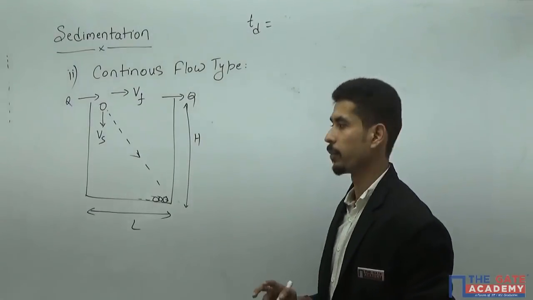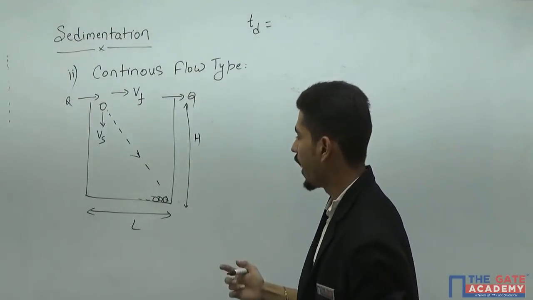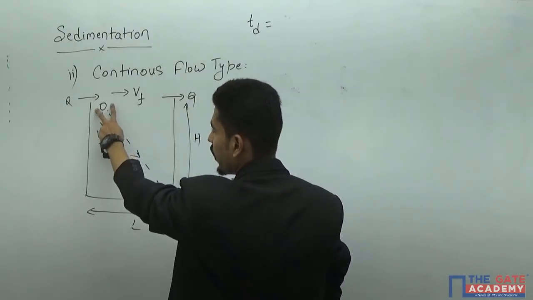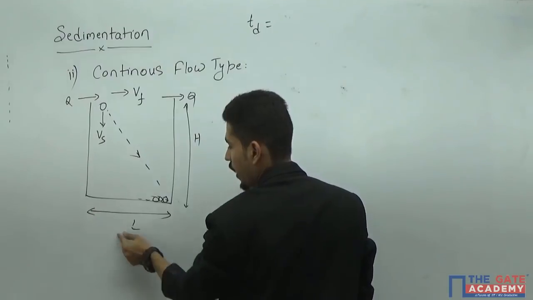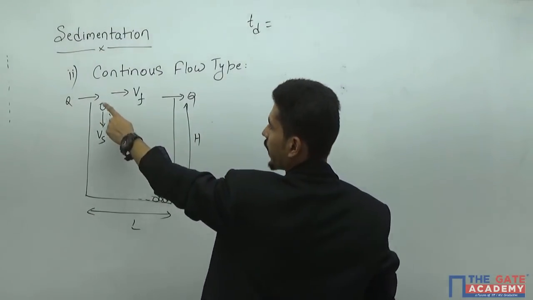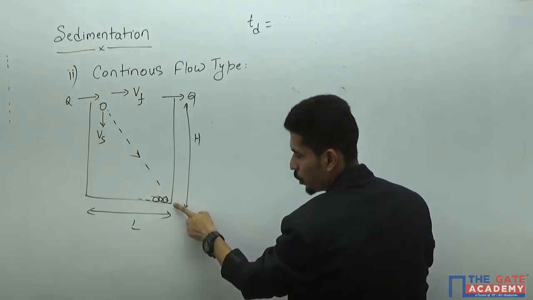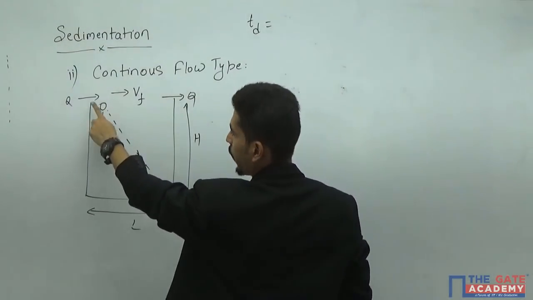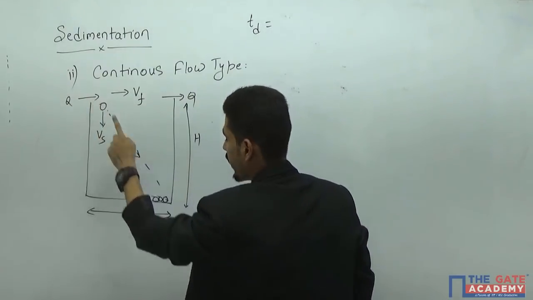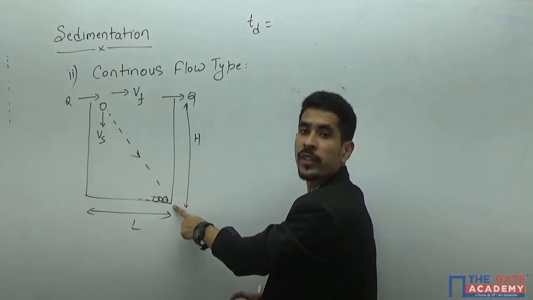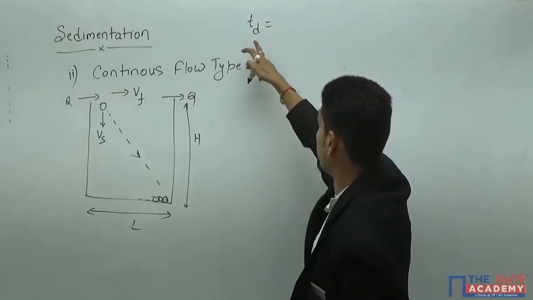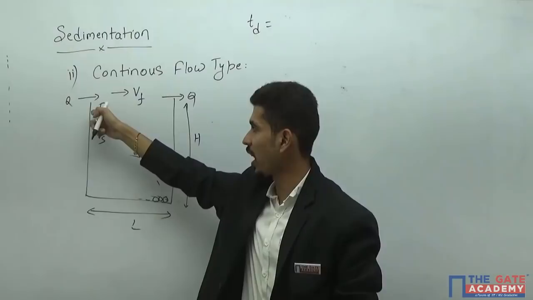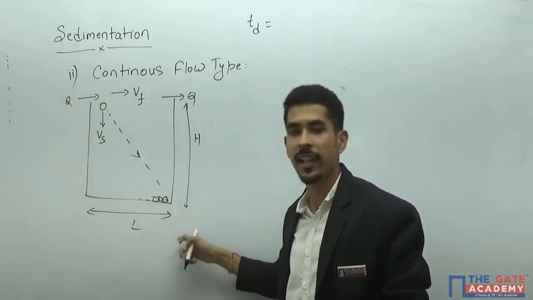By this expression, by looking at this tank, we can write that in the horizontal direction, the distance travelled by this particle is L. I am talking about a limiting case in which the particle is present at the top of the tank and it is getting removed at the cornermost point of the tank. So what is happening? If I calculate time in the horizontal direction, the distance travelled by this particle is L.